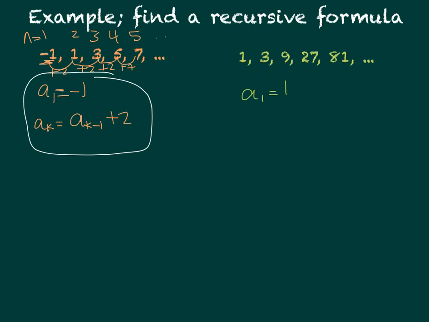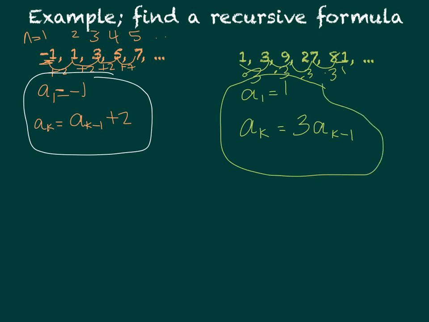But what else can I do to get from 1 to 3? Well, I could maybe multiply by 3. What if I multiply 3 times 3? I get 9. Times 3, I get 27. Times 3, I get 81. So it seems like instead I'm just going to multiply by 3. So my a sub k is going to be equal to 3 times my a sub k minus 1. So that would be my final recursive formula.